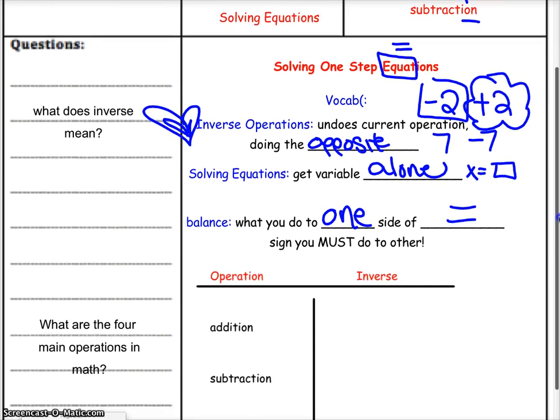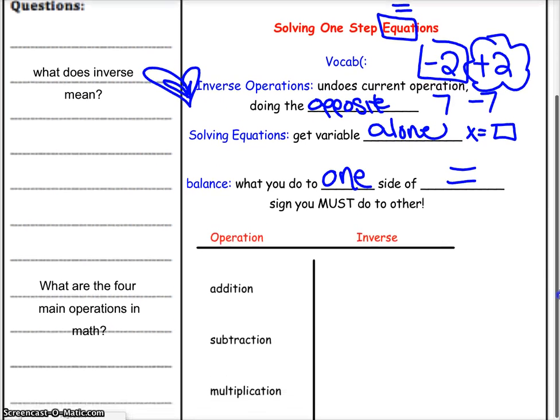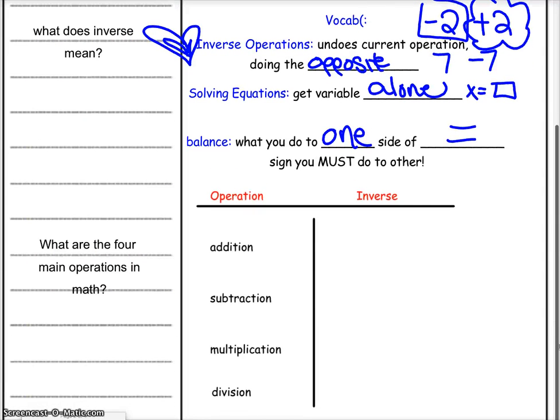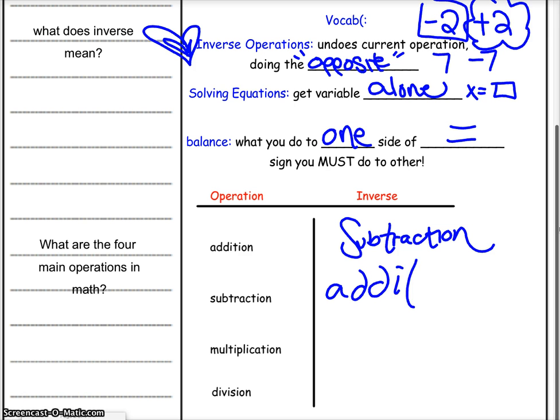And we're just going to talk about our 4 basic inverse operations. Remember, inverse is undoing something, also known as opposite. So, addition, what's the inverse of addition? Subtraction. Yep. For subtraction, what's the inverse of subtraction? How do you get rid of subtraction? Addition. You would add.